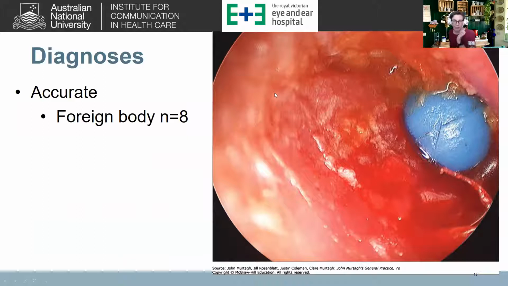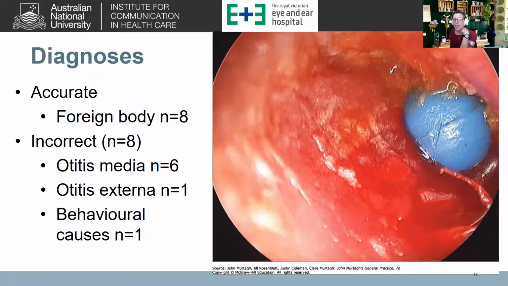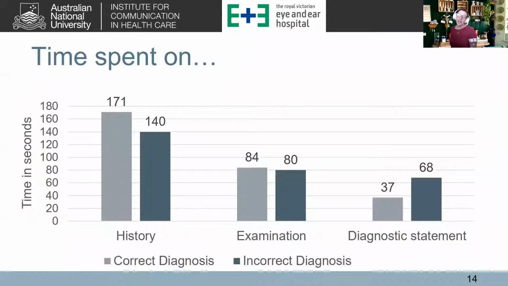So our accurate diagnosis was foreign body, and half of the doctors got that right. Half of them got it wrong. So they either said it was otitis media, so a middle ear infection, otitis externa, which is an infection of the ear canal. And one of the doctors didn't even do an ear exam. He just sort of diagnosed behavioral issues. Okay, picture warning's gone. You can have a look again.